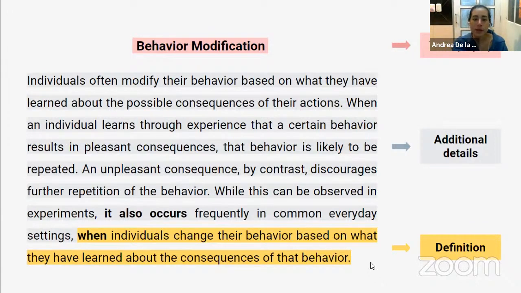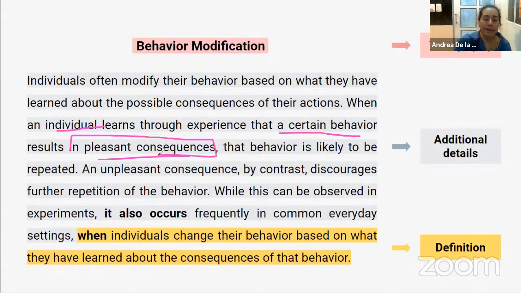Because, for example, in the additional details, they said, when an individual learns through experience that a certain behavior results in pleasant consequences. So in this case, the individual will be the kid, right? So when the kid learns through experience, so they have already done something, they have behaved properly, right? So when they behave well, and when they learn that that results in a pleasant consequence for them, so because they get congratulated, they get a reward, they get a prize, when they learn that, they repeat the behavior, right?